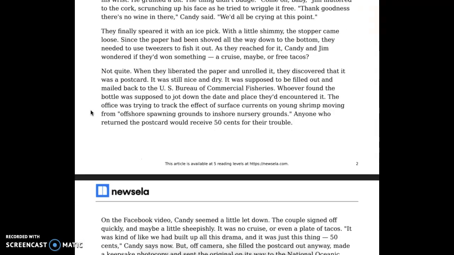They finally speared it with an ice pick. With a little shimmy, the stopper came loose. Since the paper had been shoved all the way down to the bottom, they needed to use tweezers to fish it out. As they reached for it, Candy and Jim wondered if they'd won something. A cruise maybe, or free tacos.